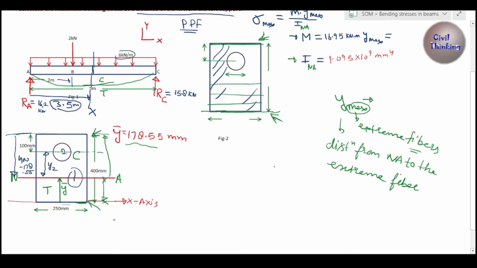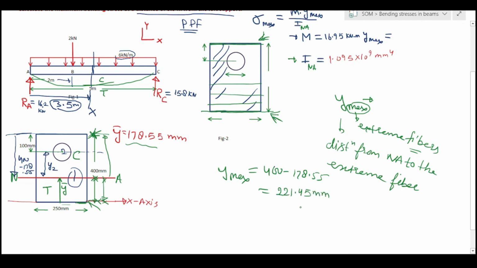Okay, now which is exactly y max? From here to here is 178.55, but how much is it from the neutral axis to this compression fiber or top fiber? It is 400 minus 178.55. So we can write y max to be 400 minus 178.55. How much is it? It is 221.45 millimeter. Okay, this is our y max. So we also found the y max, 221.45 millimeters. Now we know all of these terms, so we can find the maximum bending stress at a distance of 3.5 meter from the left side.